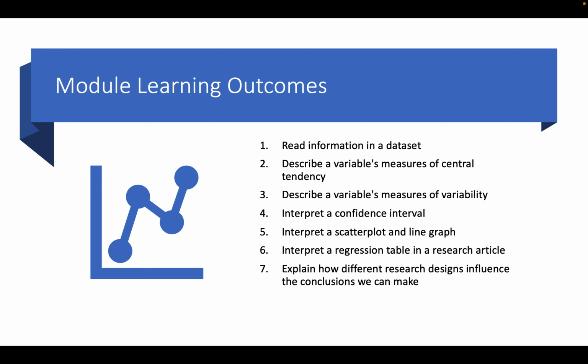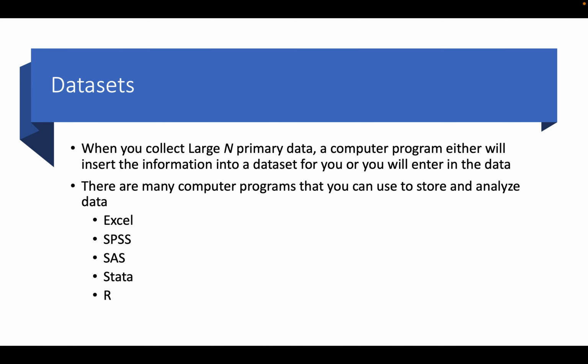We will first focus on being able to read information from a dataset, and then we will describe a variable's measures of central tendency and variability. We'll then interpret a confidence interval, a scatter plot, a line graph, and a regression table in a research article. And overall, we'll explain how different research designs influence the conclusions we can make in social science research. We'll start with dataset construction.